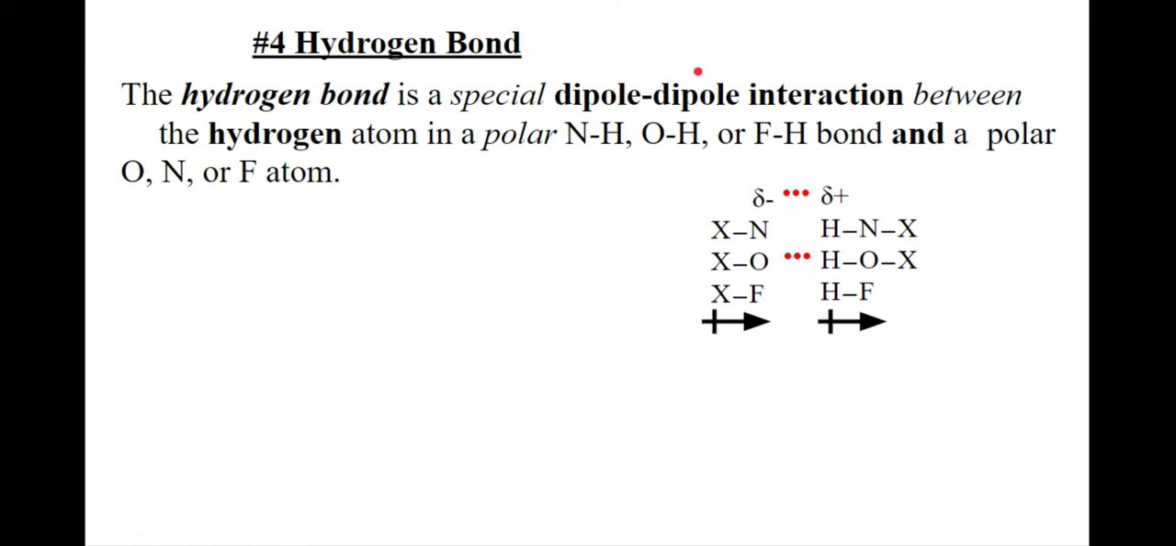Now, the last of the types is the hydrogen bond, and by far it's the most important. It is technically a dipole-dipole interaction. So again, dipole-dipole means two polar things, but this one is special. What's special about it is it takes a very select pairing of two polar things. But if you have this special pairing, then the strength of the interaction is much stronger than your standard dipole-dipole. And so we call it a hydrogen bond.